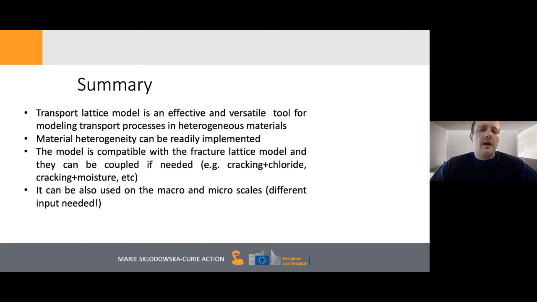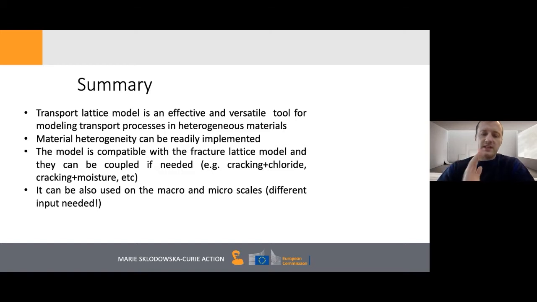As I said, we can quite easily implement material heterogeneity, similar to what Erik showed about the fracture simulations. We can also do that in terms of transport. What is also very nice is that the model is compatible with the fracture lattice model and can be coupled if needed. What I've shown so far was coupling between cracking and chloride. Erik showed you how to simulate cracking. You can then use the output of that model to couple it with chloride. Cracking with moisture, we will go into this in a bit: how to couple cracking and moisture to simulate, for example, shrinkage.